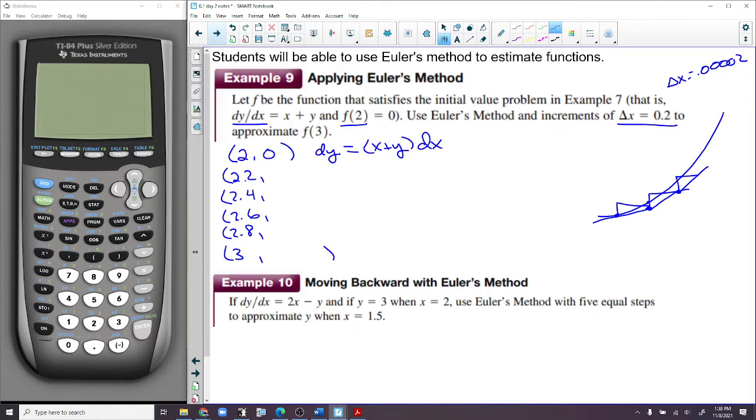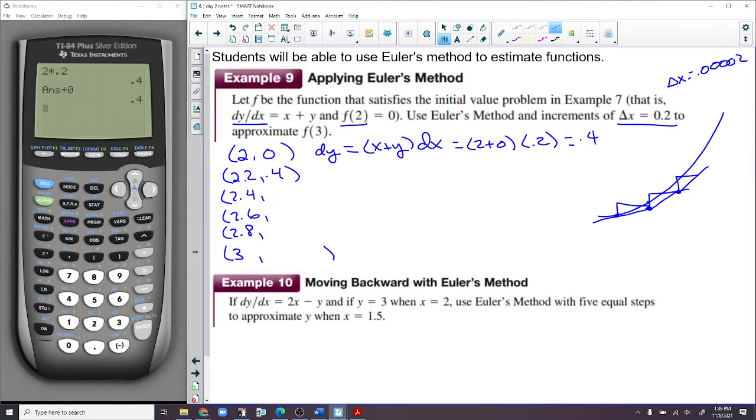So dy is based on x and y and dx. The first one is 2 plus 0, and then 2 plus 0, then times 0.2, which I don't really need a calculator for. It's 0.4, but let's get it in there so we can keep rolling with this. 2 times 0.2 is 0.4, and then we add that on to 0, and we get 0.4. There, that was the change in y.